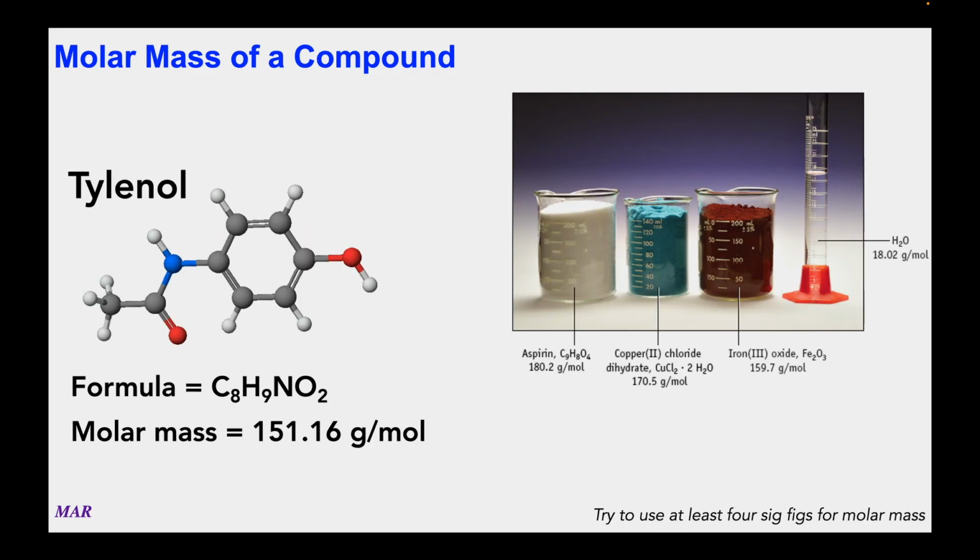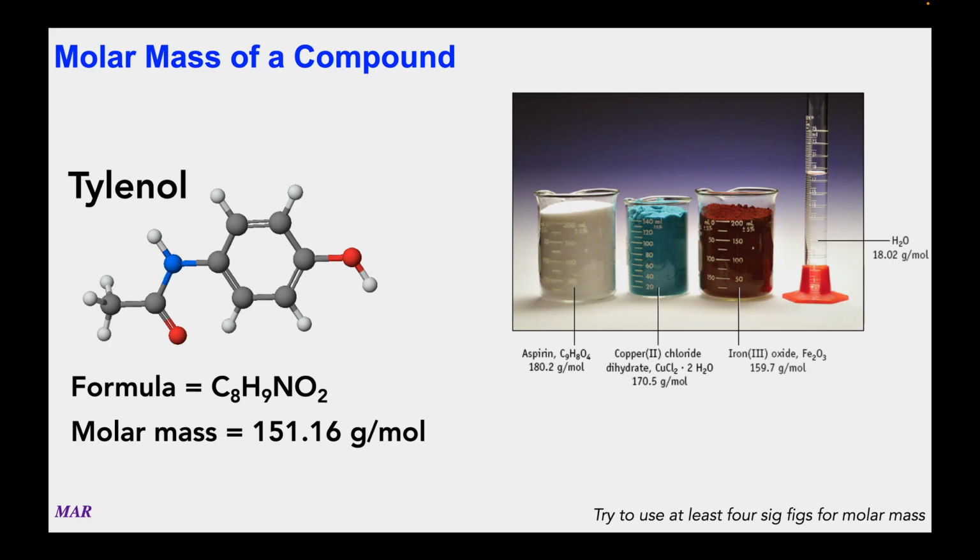Tylenol is C8H9NO2. And so when you figure out its molar mass, add up all of those different things, 151.16 grams per mole. And there in that picture are some other ones. Aspirin, about 180.2 grams per mole. That copper 2 chloride dihydrate thing is 170.5. Water, 18.02. We're going to use that a lot.